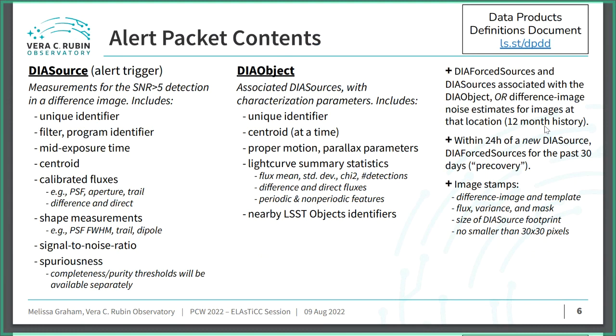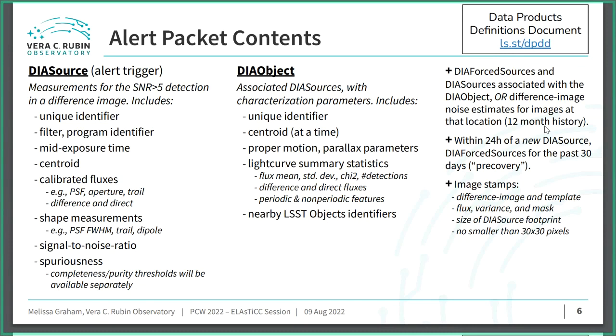And right, so there's the situation where you have no history. It's a completely new DIA source. Nothing has ever been detected at that location before. It becomes its own DIA object, essentially. It's a single source DIA object. But it's very important for transient science to know what the limiting magnitudes recently were in that area.